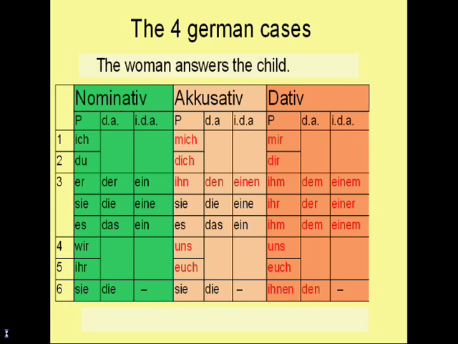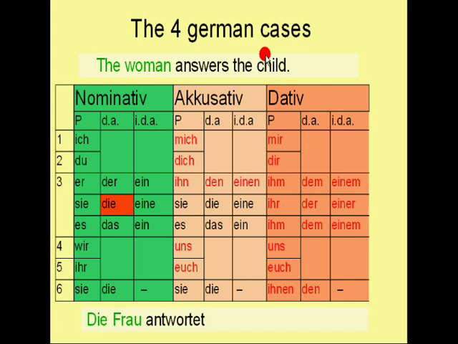So let's see some examples. The woman answers the child. Which word in the sentence is the subject and which word in the sentence is the object? The subject obviously is the woman. The woman is feminine in German, and the is the definite article. Therefore we look for the definite feminine article in German. It is die. And do you remember what woman means in German? Woman means Frau in German. Therefore the sentence starts with die Frau antwortet, antworten being the conjugated verb in German for answer.